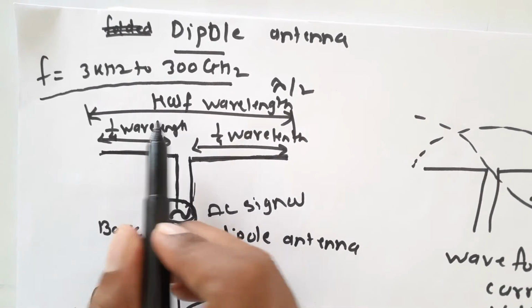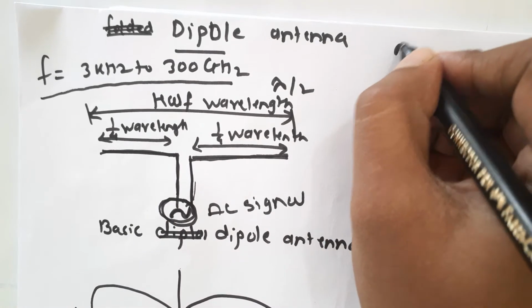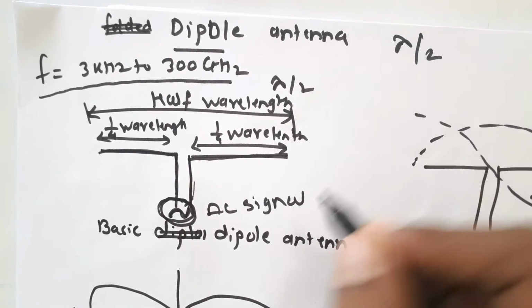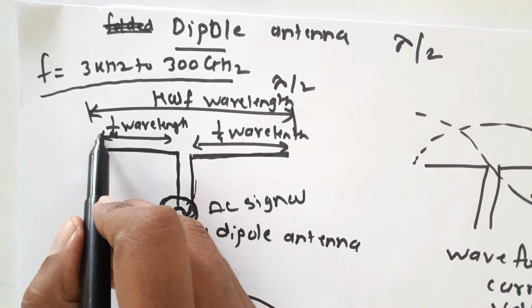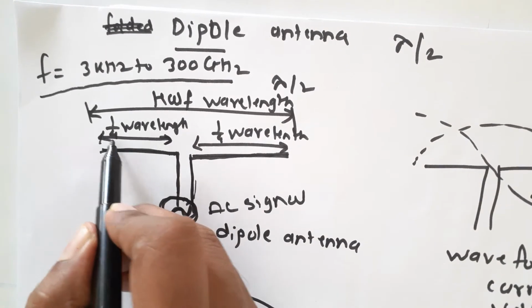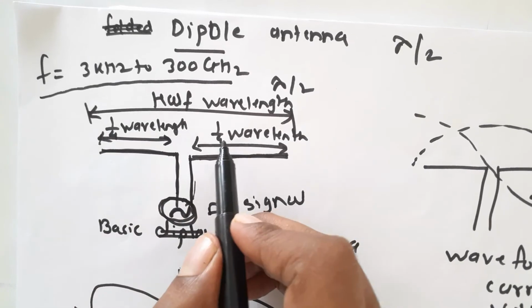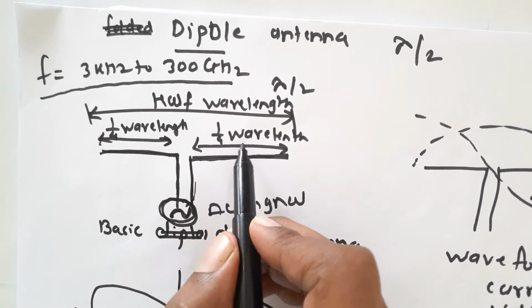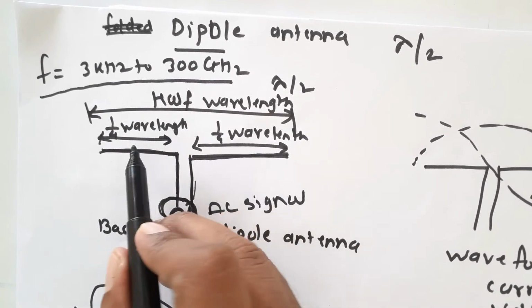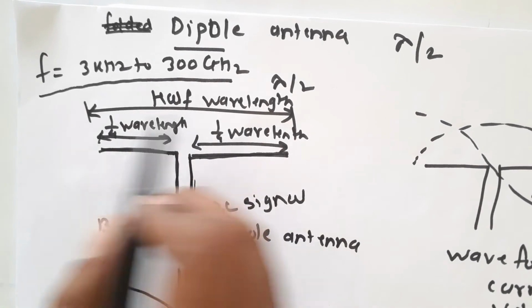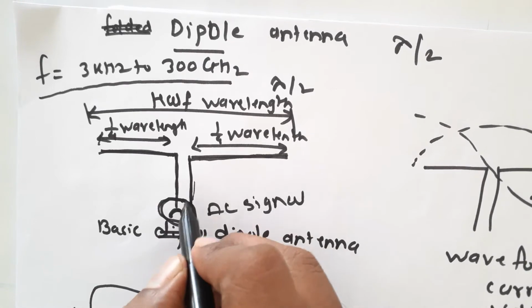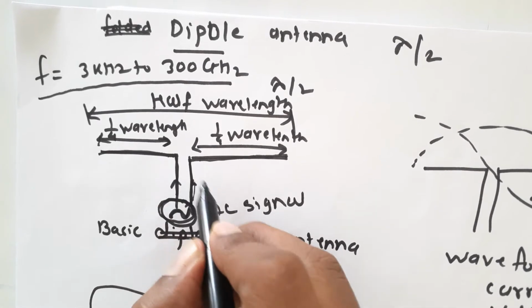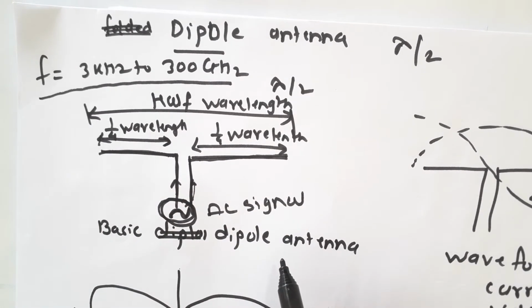The dipole antenna has a length of lambda by 2, where lambda is the wavelength in meters. This particular distance is a quarter wavelength, that is 1/4, and this distance is again 1/4 wavelength. So 1/4 plus 1/4 makes the half wavelength of the antenna. After applying the AC signal, this antenna will radiate electromagnetic signals.